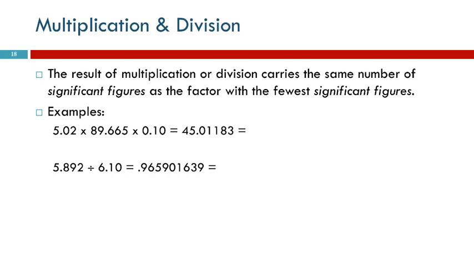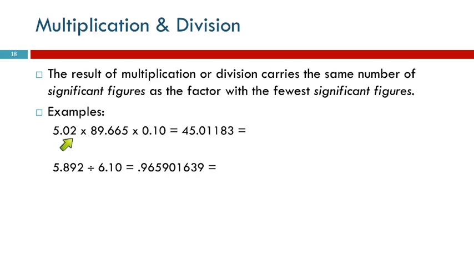So we're going to look at two types of operations. Multiplication and division are essentially opposites of each other, and so they use the same rule. When we multiply or divide numbers, we're going to look at the number of significant figures. The answer will have the same number of significant figures as the factor with the fewest sig figs.